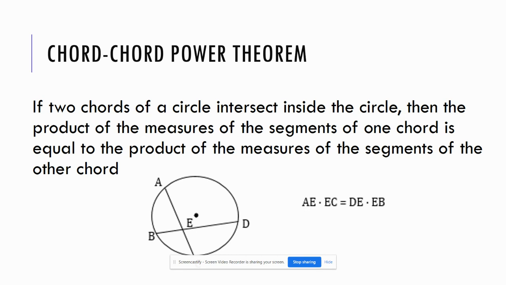It states if two chords of a circle intersect inside the circle, then the product of the measures of the segments of one chord is equal to the product of the measures of the segments of another chord. So anytime you have two chords intersecting, like in this picture down here, we've got the chords AC and BD, and they're intersecting at point E. Notice how the formula states that the chord AC is created by AE and EC. So multiply those two parts together, and that equals the second chord BD, which is broken up into BE and ED being multiplied together as well.